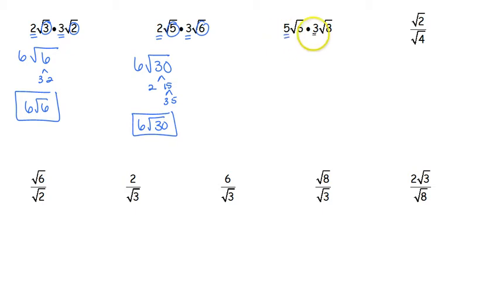Moving on. Outside numbers together. 5 times 3 gives us a 15 on the outside. 6 and 8 on the inside. That gives us a 48 on the inside. We break this down: 4 and 12.